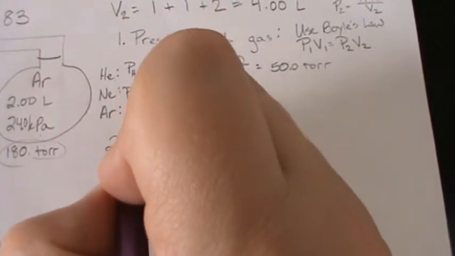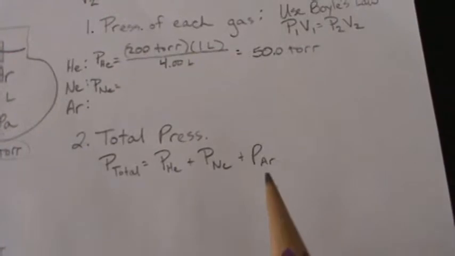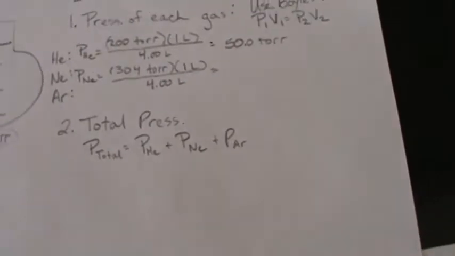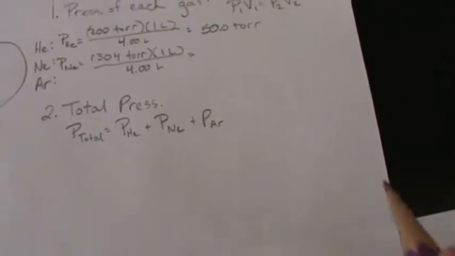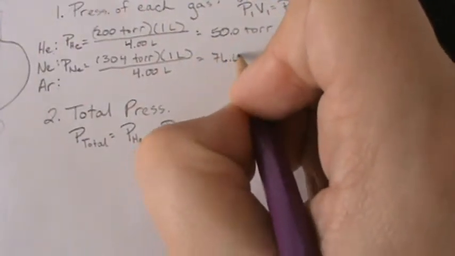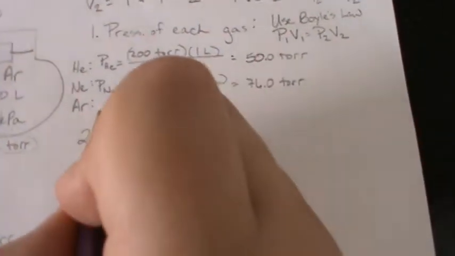Now the final pressure of my neon. Sorry, I'm really running out of room, so I'll have to follow carefully. Again, I take my initial conditions, which is 304 torr times 1 liter divided by that overall 4. I can't do that in my head, so we take 304 and divide it by 4, and we get 76. I'm carrying through the 3 significant figures that I have with all of these.